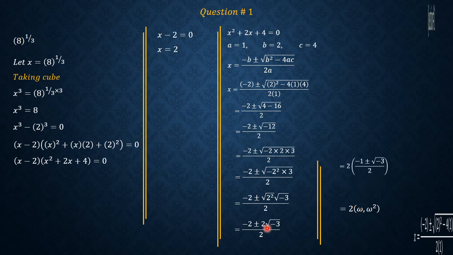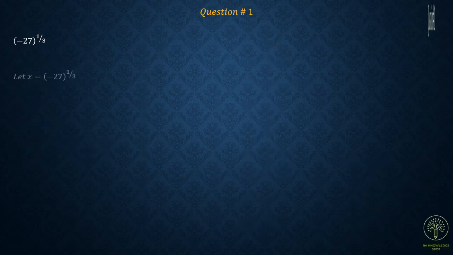Now we are going to take 2 common, only 2 we have to take common. It will be minus 1 plus minus, then yes, this way. One is with the positive root and the other is with the negative, and this is equal to omega, omega square. Now the roots are: the one is 2, the other is 2 omega, and the third is 2 omega square. Moving towards the next part, this one, minus 27.